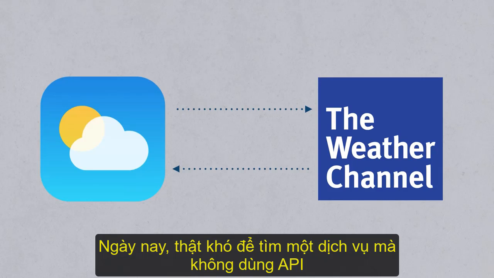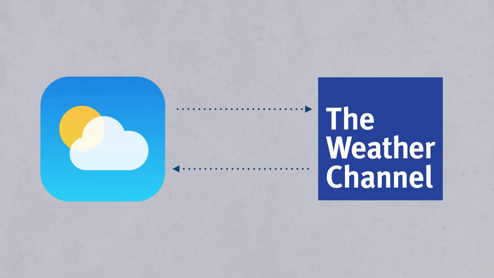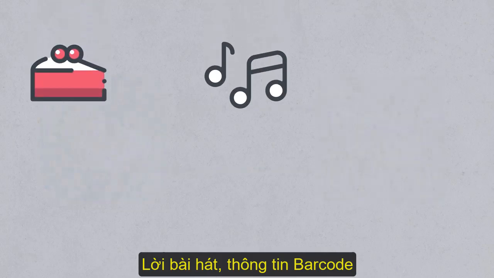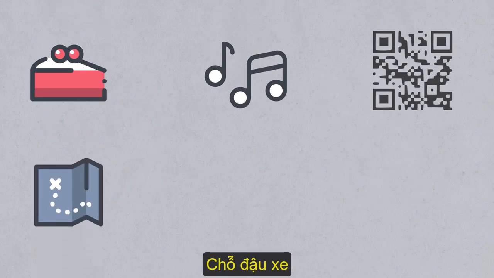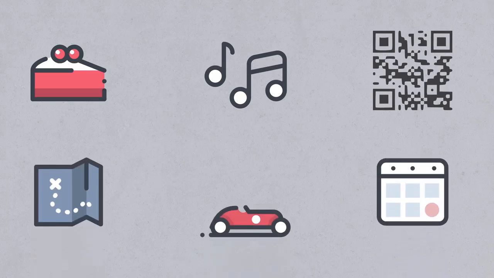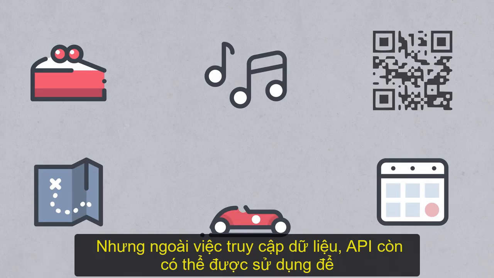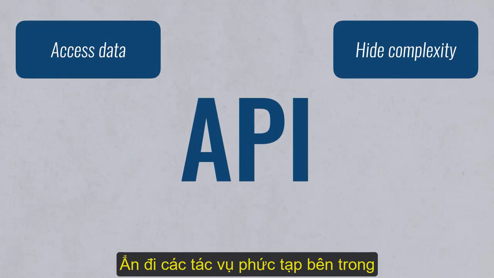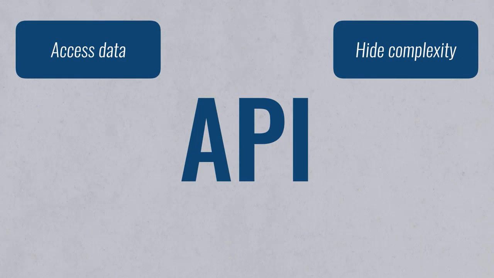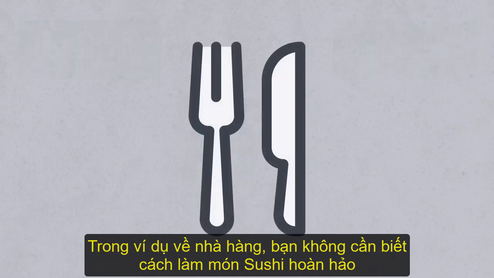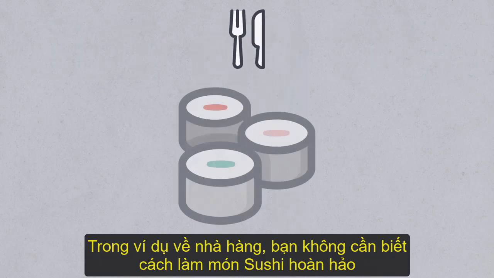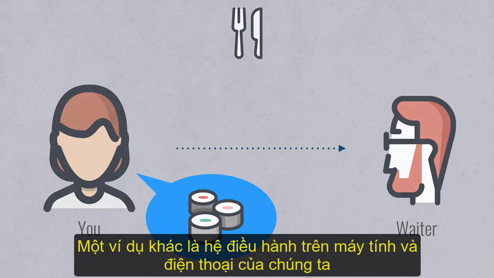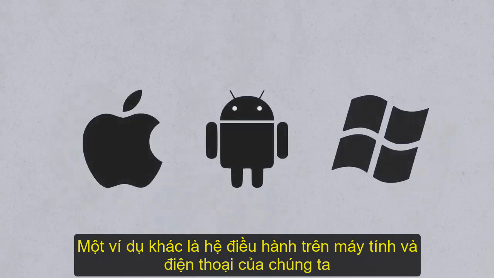These days, it's hard to find a service that doesn't have an API. There are APIs to look up recipes, lyrics, information on barcodes, zip codes, available parking spaces, public holidays, and so on and so on. But aside from just accessing data, APIs can also be used to hide complexity and perform tasks. In the restaurant example, you don't need to know how to prepare a perfect roll of sushi. You just order one.